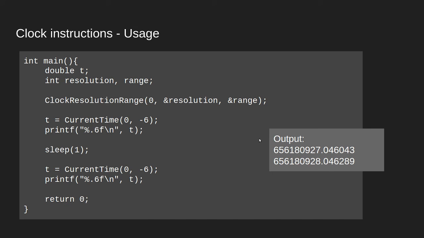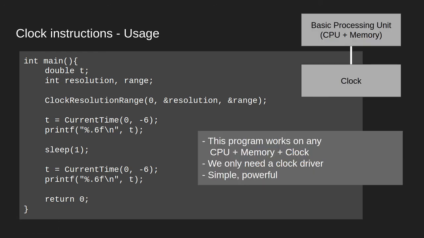So here we use only our two functions, the get resolution and range, and then we ask for the current time in seconds for a microsecond precision. Now, of course, these printf functions use the screen, and that is covered in a separate video. So again, this program works on any combination of CPU, memory, and clock device. The only thing we need is a clock driver in order to get the resolution range and the current time for some resolution. Again, this is a simple and powerful abstraction that allows us to use a clock device.